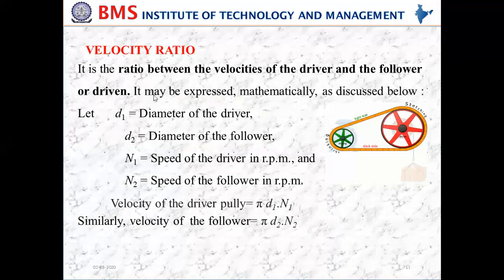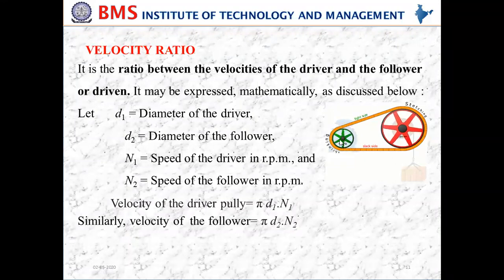So what is the velocity ratio? The velocity ratio is the ratio between the velocities of the driver and the follower, or driven. It may be expressed mathematically as discussed below, so let us see how the velocity ratios are calculated.